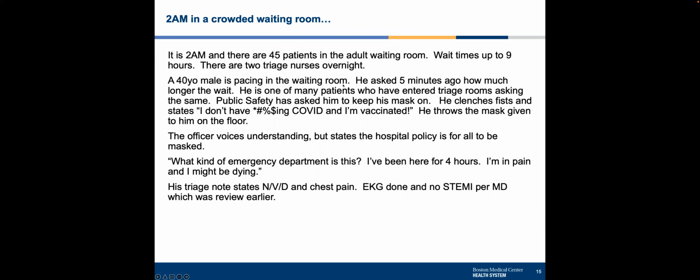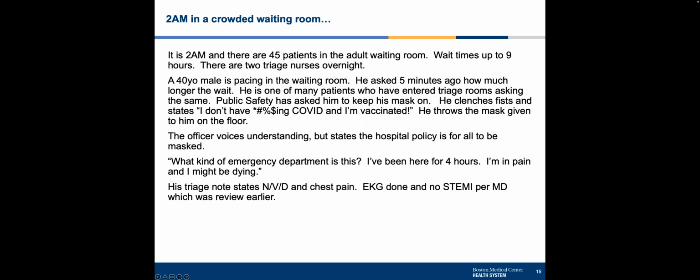He asked 5 minutes ago how much longer the wait was. He's one of many patients who have entered the triage rooms asking the same. Public safety just asked him to keep his mask on. He clenches his fist and states, "I don't have blinking COVID and I'm vaccinated." He throws the mask that you just gave him on the floor. The officer voices understanding and states that it's hospital policy for all to be masked.